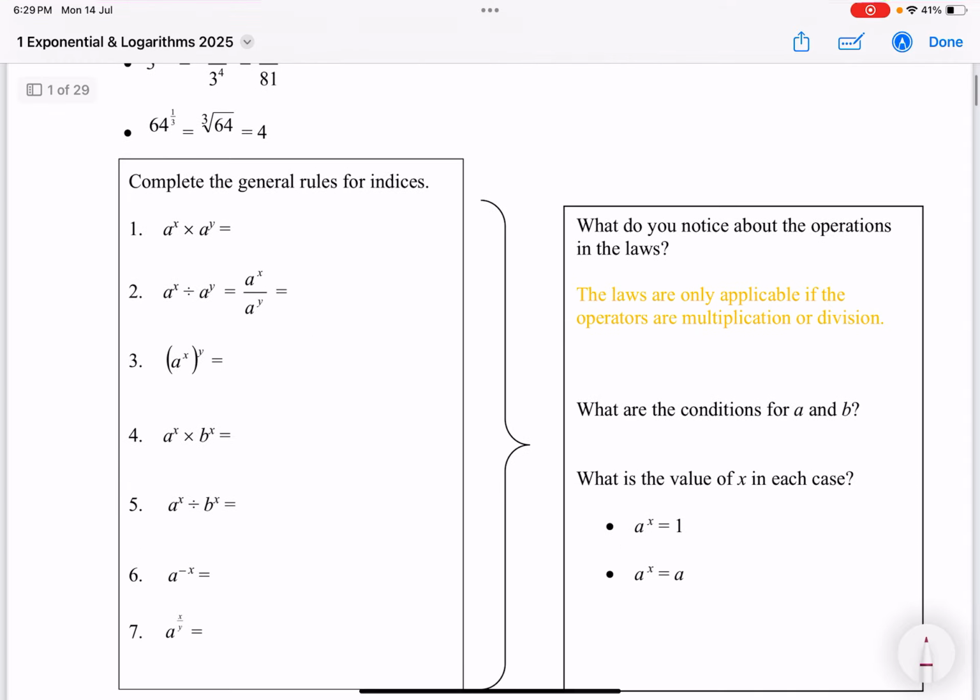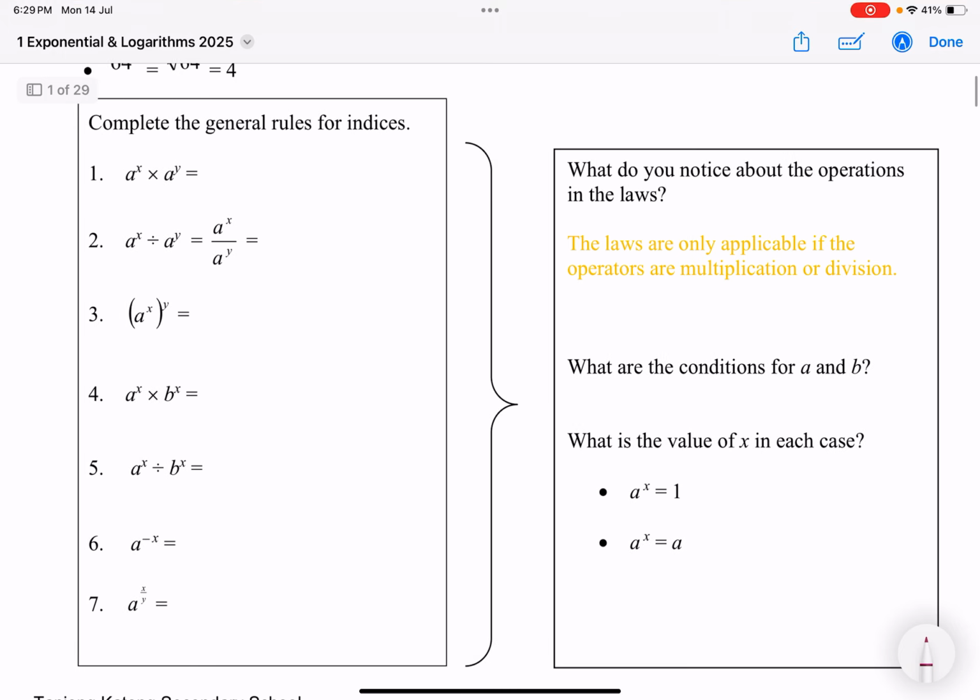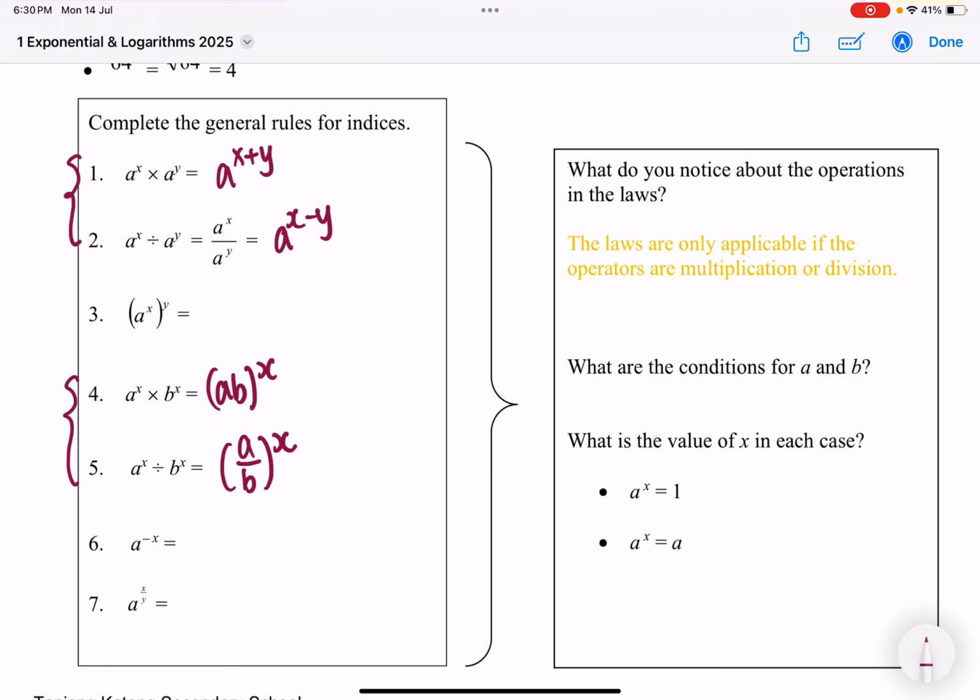I just want you to take a look at the rules to see what are some of the patterns that we can observe so that later on for the questions we will be able to apply them. Okay, specifically I want you to look at these rules. This rule tells us that when we multiply a power x and a power y, you can add the powers. When you divide, you subtract the powers. This rule tells you that when you multiply a power x and b power x, it is the same as just multiplying first and then raising to power x. And similarly, when you divide them, it's the same as dividing first and then raising to power x.